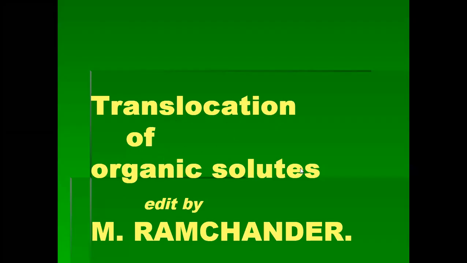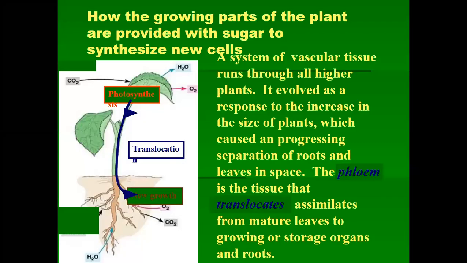Translocation of organic solutes in plants. The organic solutes prepared by photosynthesis are distributed to all plant parts through one special type of tissue, that is phloem tissue. So how are the growing parts of the plant provided with sugar to synthesize new cells?